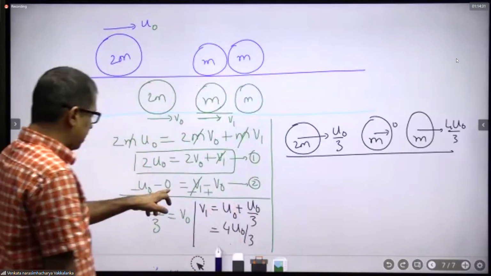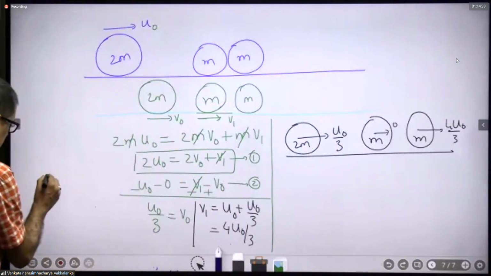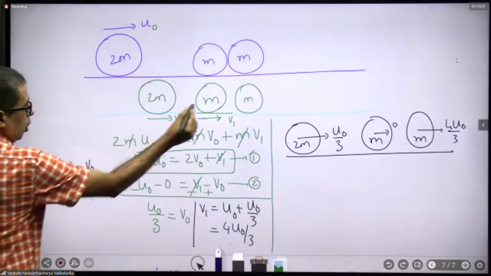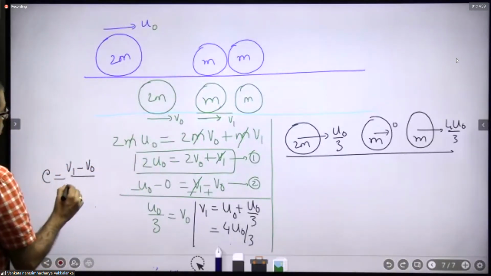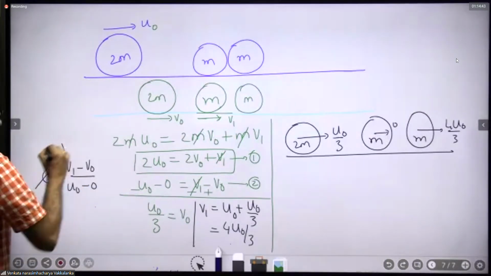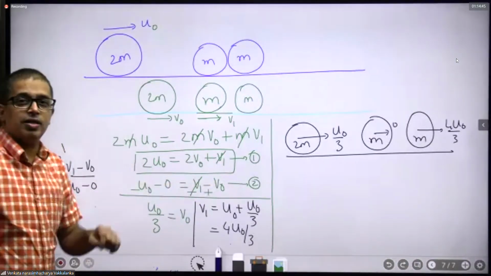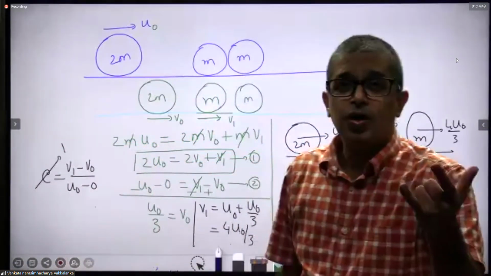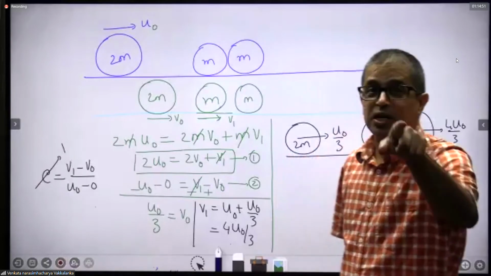Small e, linear restitution, small e is v1 minus v naught upon u naught minus 0. Small e is 1. That is why the second equation came. Will the first two balls collide again? Yes. Read the question.